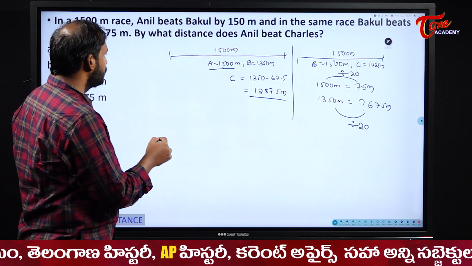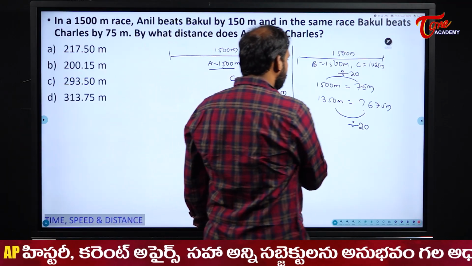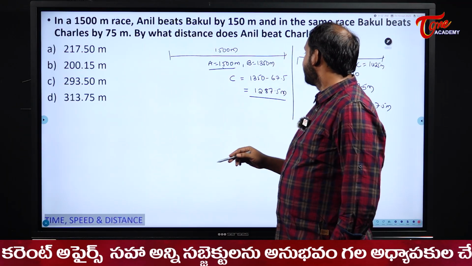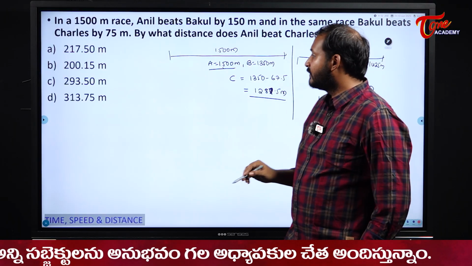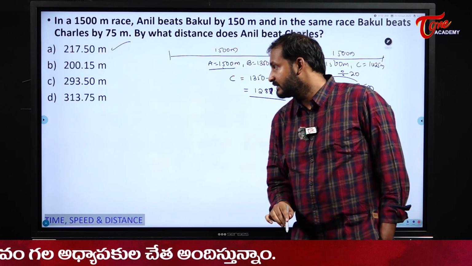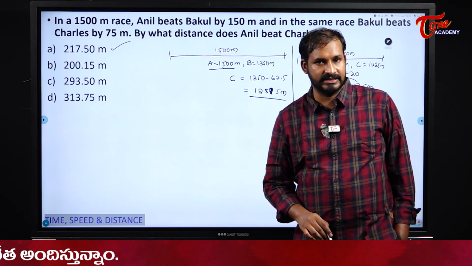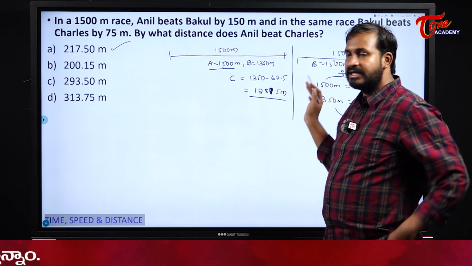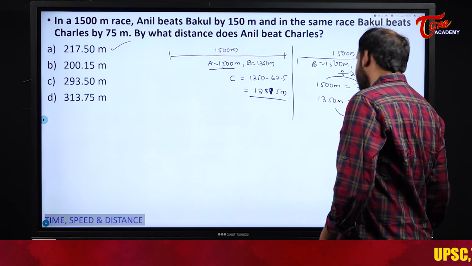112.5. Not 112, 212, right, 67.5. Sorry, here it will become 82.5. So it will become for us 217.50 meters. It will become 217.50 meters for us in this case. Understood? Just integrating one race with the other race. That's it, students. Joining, combining.